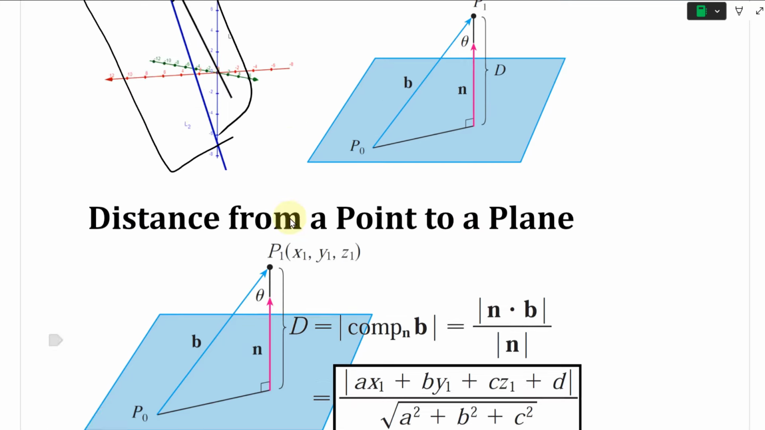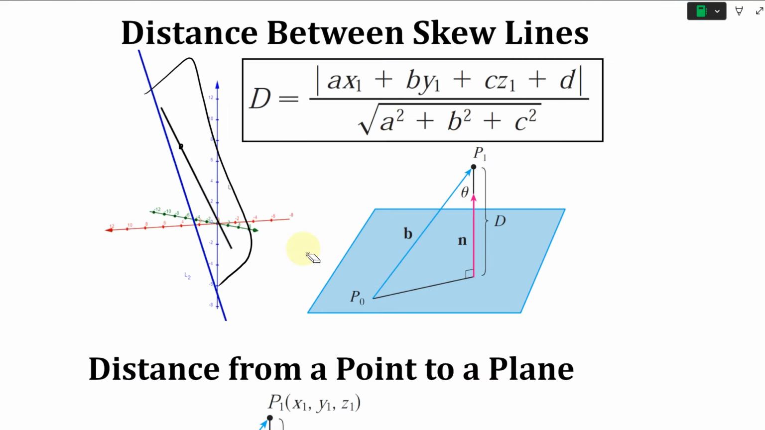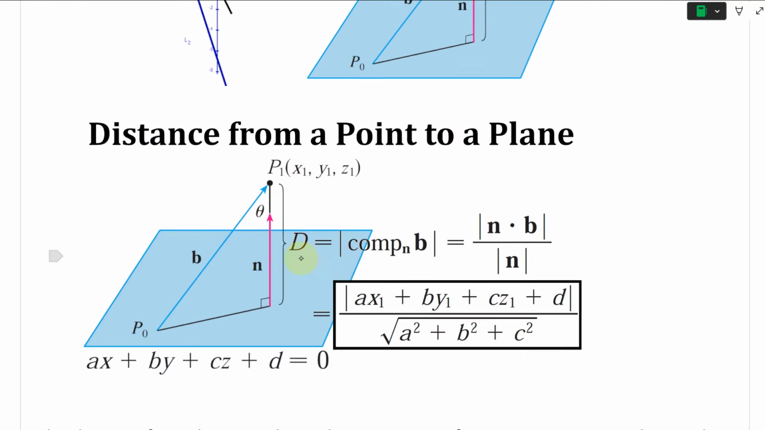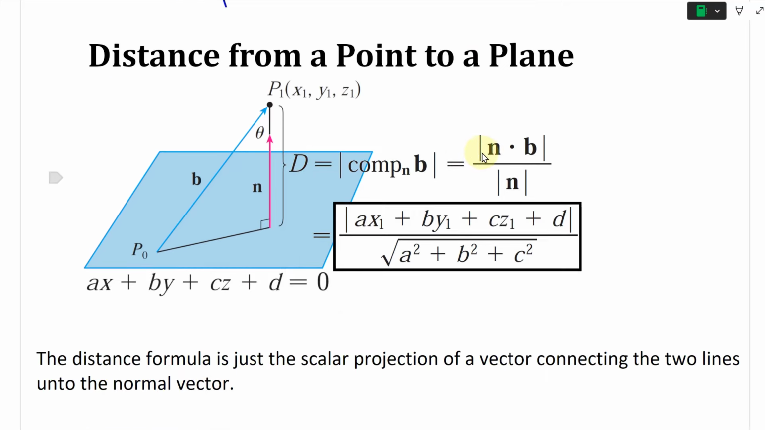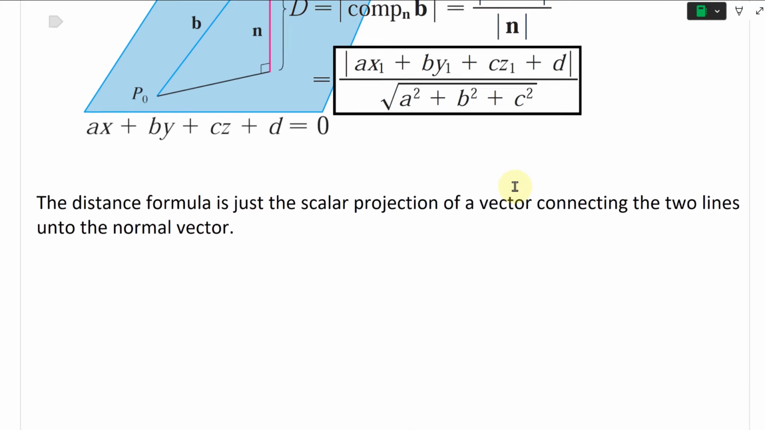Once we get the equation of the plane of one of them and the point on the other one, we could just use the basic distance from a point to a plane formula, which is D right here equals the component of b, the vector connecting two points on the lines, onto the normal vector of either plane, like that. Because they're both going to have the same normal vector since they're parallel planes. We'd use a dot product, n dot b divided by the magnitude of n.